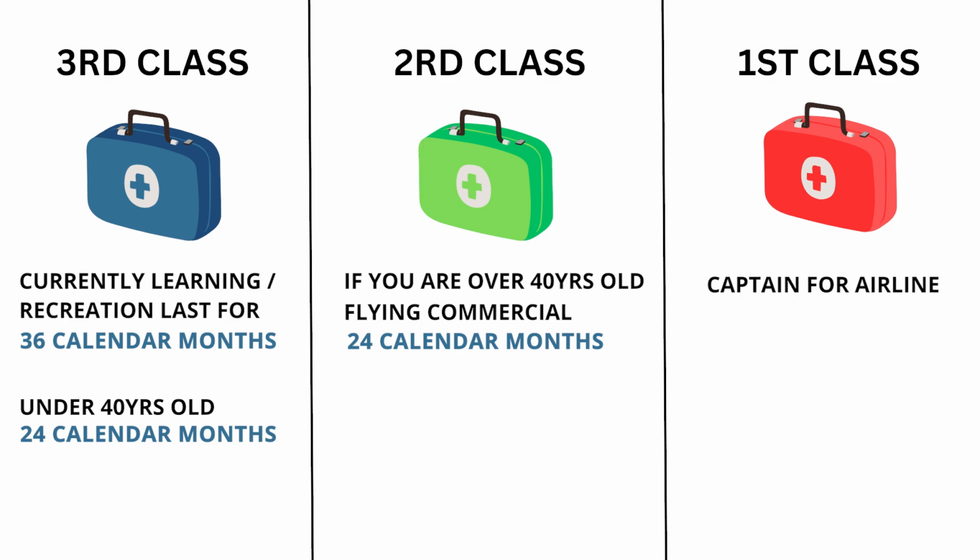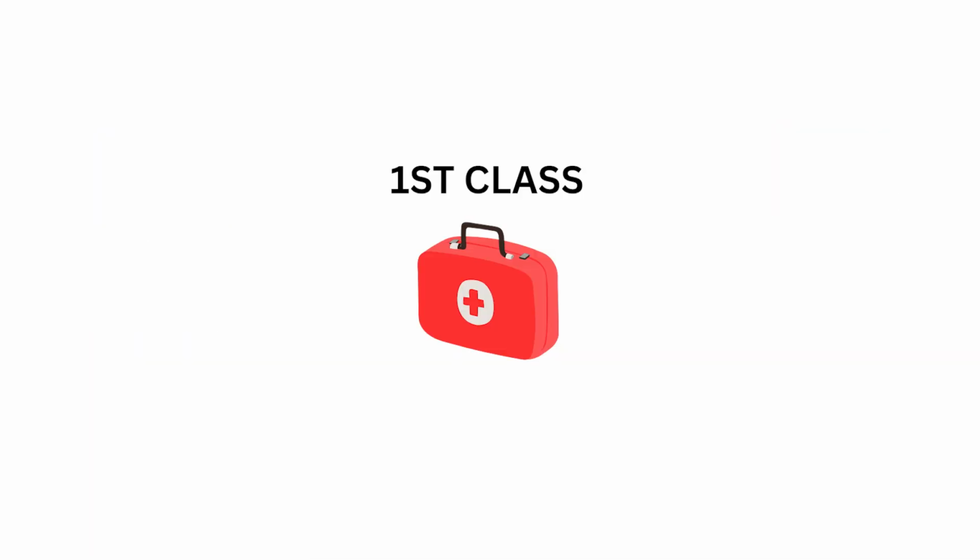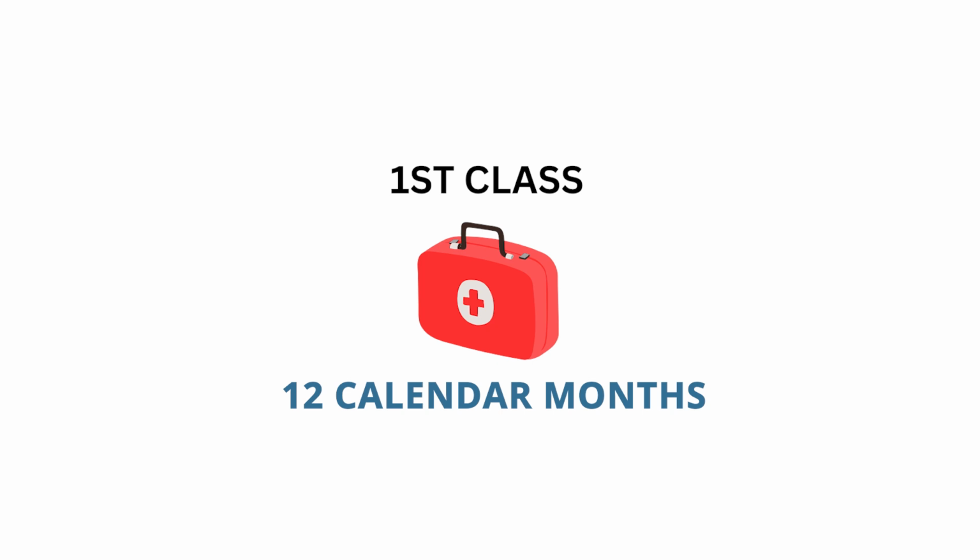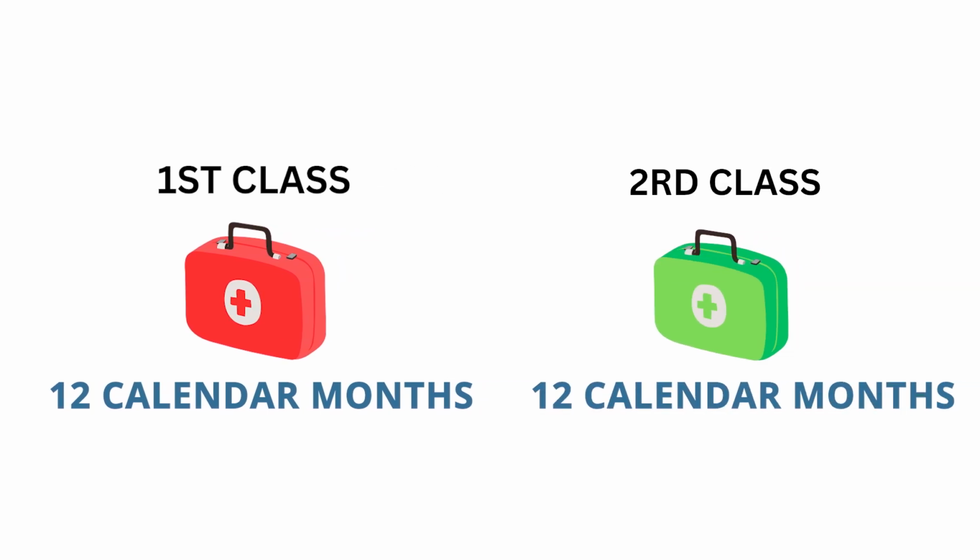If you are a captain for an airliner, you want a 1st class medical, which is valid for 12 calendar months. Once a higher level medical expires, like the 1st class, you can go ahead and use it as the lower level. For example, if you have your 1st class medical for 12 calendar months, you can still use it as a 2nd class medical for 12 more calendar months for a total of 24 calendar months.